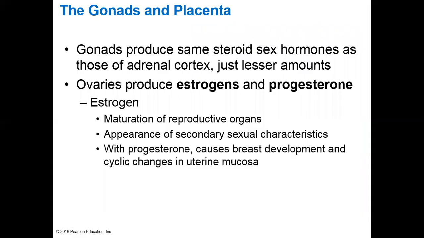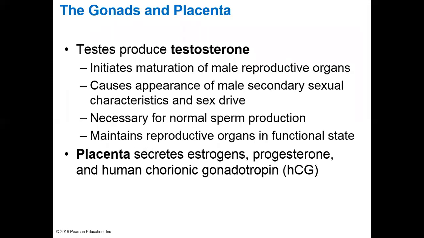And then we have estrogen and progesterone, right? So the ovaries secrete this. And for females, maturation of reproductive organs, right? So our eggs are there. The appearance of secondary sexual characteristics, progesterone, the breast development that's there, and changes in the uterine mucosa.